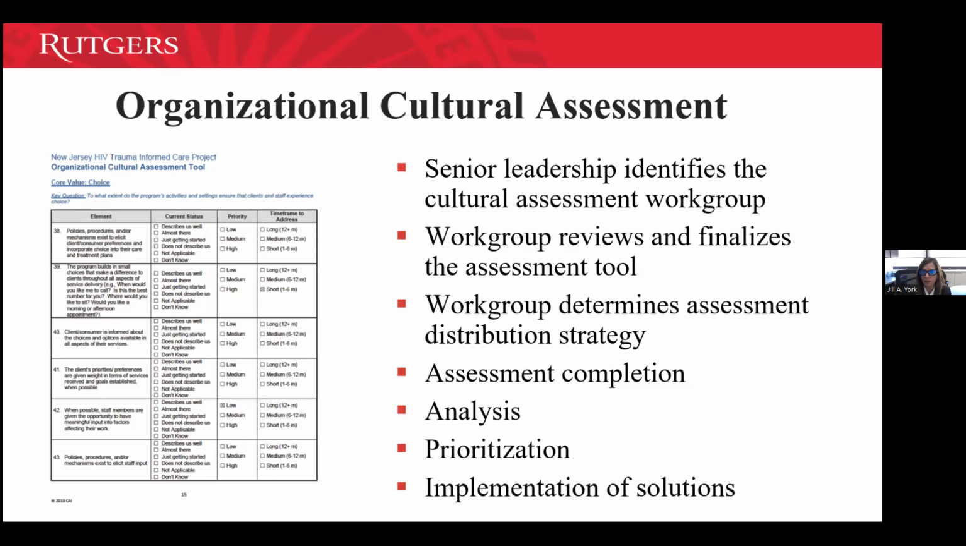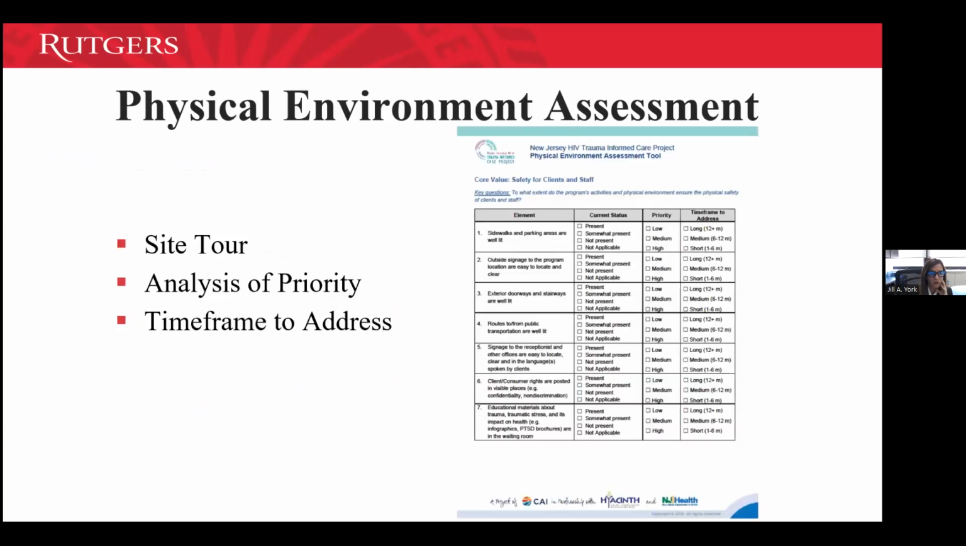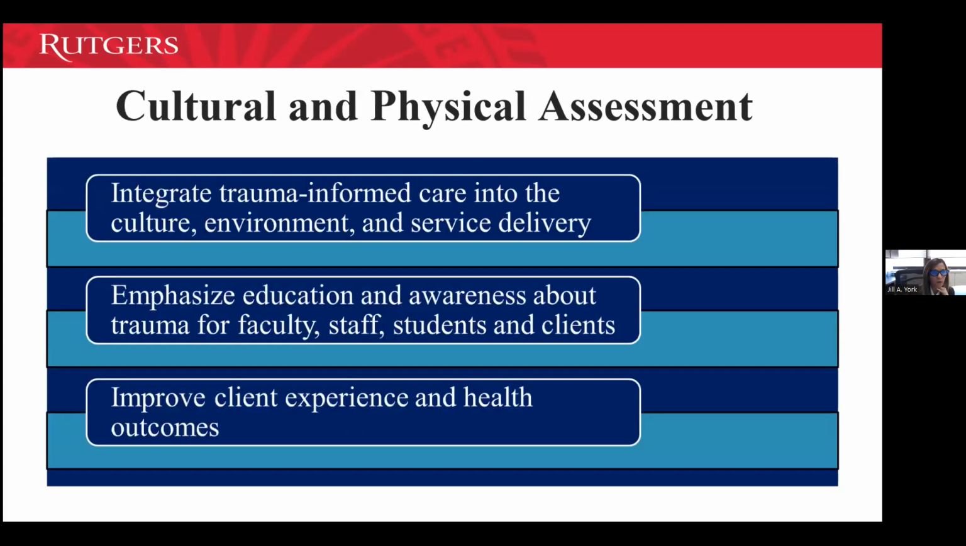And again, this was a 15-page questionnaire. You can see that we did our current status, how it was ranked as a priority within our practice, and then the time frame that it would take for us to address that. So we were doing all of this ourselves. Then we did a physical environment assessment. Again, the staff members went out, they did staff tours, the analysis of priority, and the time frame to address. Again, the evaluation tool that we utilized talked about core values, which we'll speak of in a little bit. And one of them was safety for clients and staff. And there was the current status, the prioritization, and the time frame for completion.